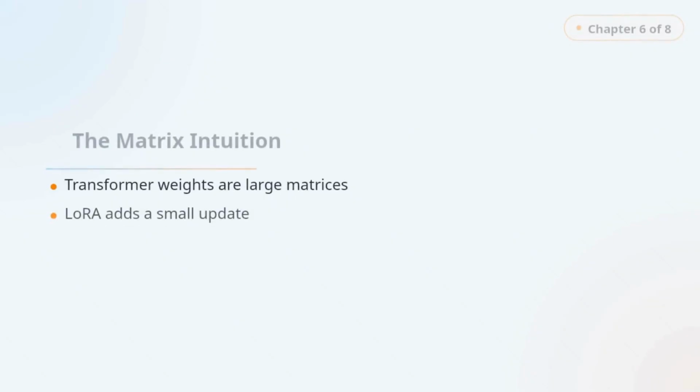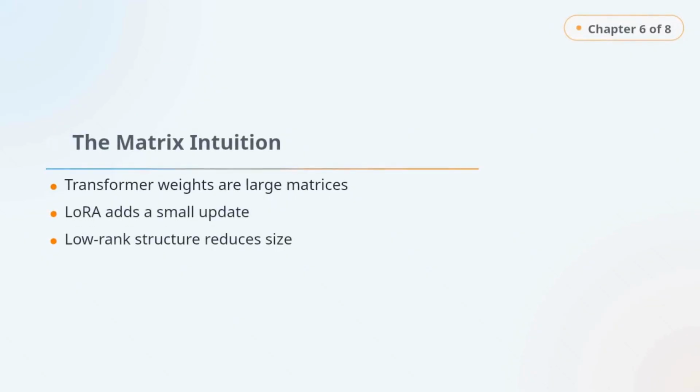A useful way to understand LoRA is to think of a transformer weight as a very large matrix that maps input features to output features. Normally, fine-tuning would modify this whole matrix. LoRA says, instead of changing the full matrix, let us represent the update as the product of two much smaller matrices. This gives a compact low-rank update that still captures meaningful task-specific learning.